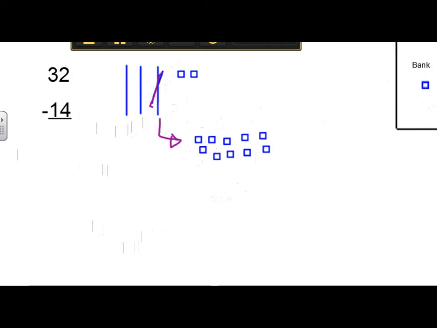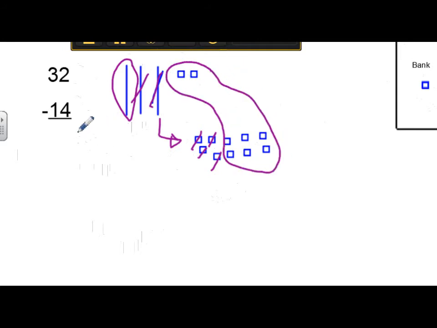Now they're going to go through. Now they have enough 1s to take away. So they have to take away 4. 1, 2, 3, 4 is what they'll do. And then they'll take away 1 more 10. Again, being left with 1 10. And there are the 8 remaining blocks. So they total with 18, just like before.